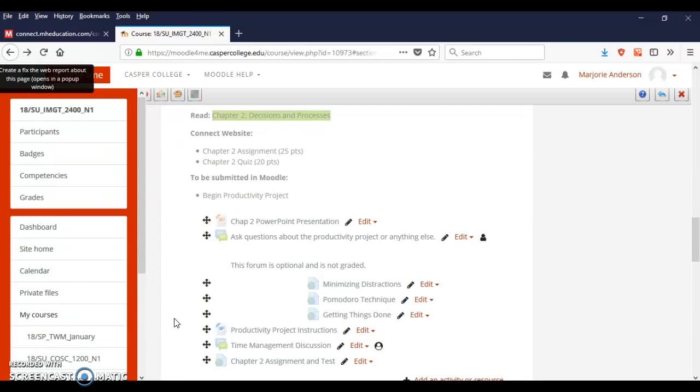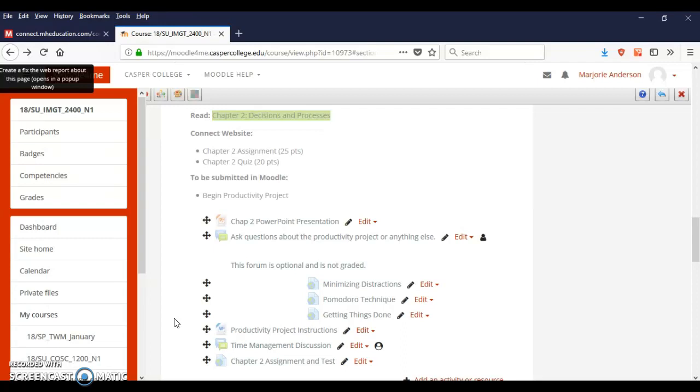Our first big assignment is the productivity project, and it actually will span 2 weeks. So you should start working on it this week, but you won't submit it until next week, and that's why you don't see a drop box in this week for the assignment. And before I dig into sort of the real meat of what the assignment is, there's a couple of things that you need to know.